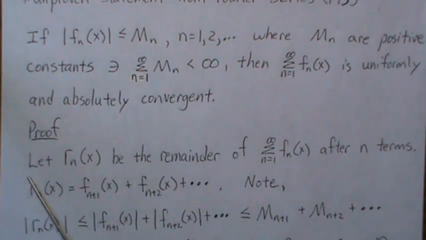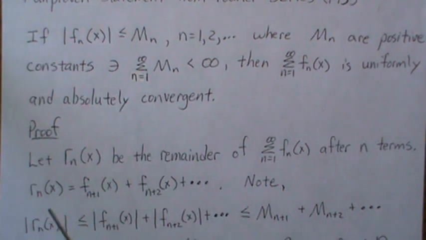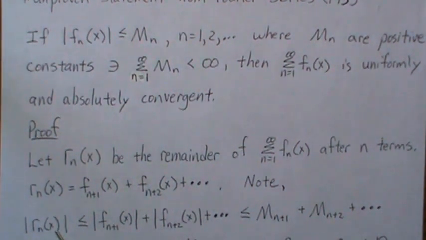Now note, if we take the absolute value of both sides, we get this, and then the absolute value is less than or equal to the absolute value of each term added together. But the absolute value of each term is less than its respective M. N plus 1 is bigger than this, n plus 2 is bigger than this, and so forth.